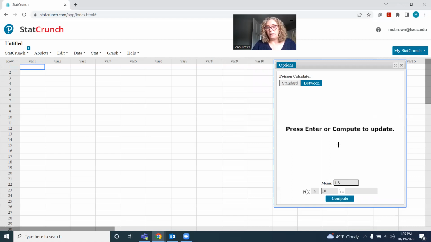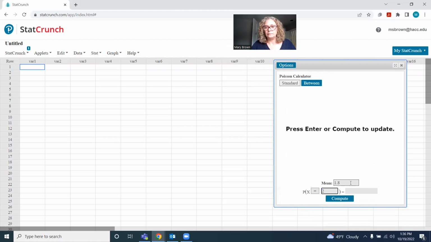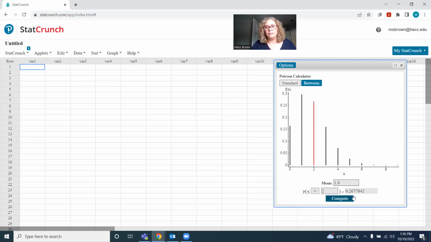And let's say we want to know how likely is it that in a particular 1 minute time interval, exactly 2 waves hit the beach. So we'll change this to equals 2 waves and compute. So there's a 27% chance that exactly 2 waves hit the beach in any minute that we sit on the beach and count waves.